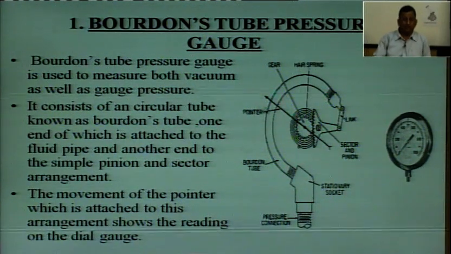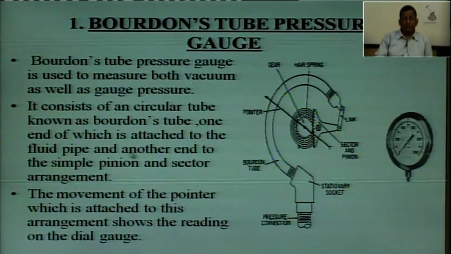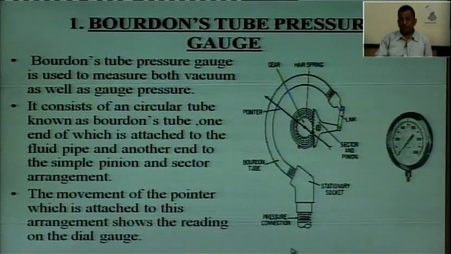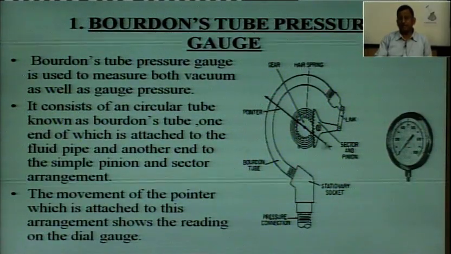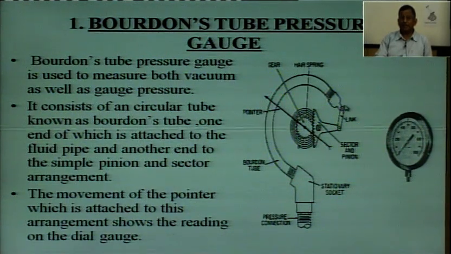One end of this tube is attached to a fluid pipe. So this is the fluid pipe here. The other end of the tube is connected to the rack and pinion arrangement with the help of a link.